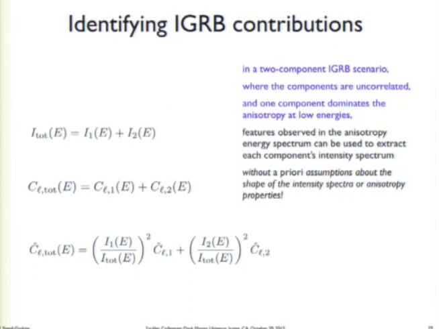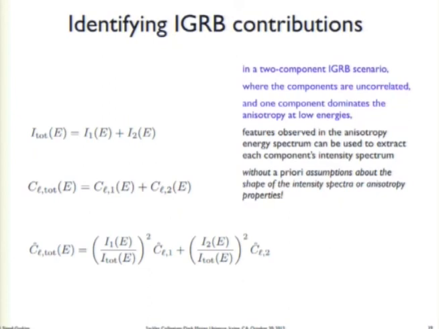So the idea here is to make some fairly simple assumptions about what is going into the gamma ray background. Simple, but in many cases very realistic assumptions. And use very simple algebraic techniques to separate the components. And the key thing here is we have to observe an energy-dependent feature in the anisotropy. So we need to see the anisotropy changing with energy. And under these simple assumptions, what that's going to allow us to do that I think is exciting is to extract the energy spectrum of each component without assuming the shape of the spectrum or assuming its anisotropy a priori.